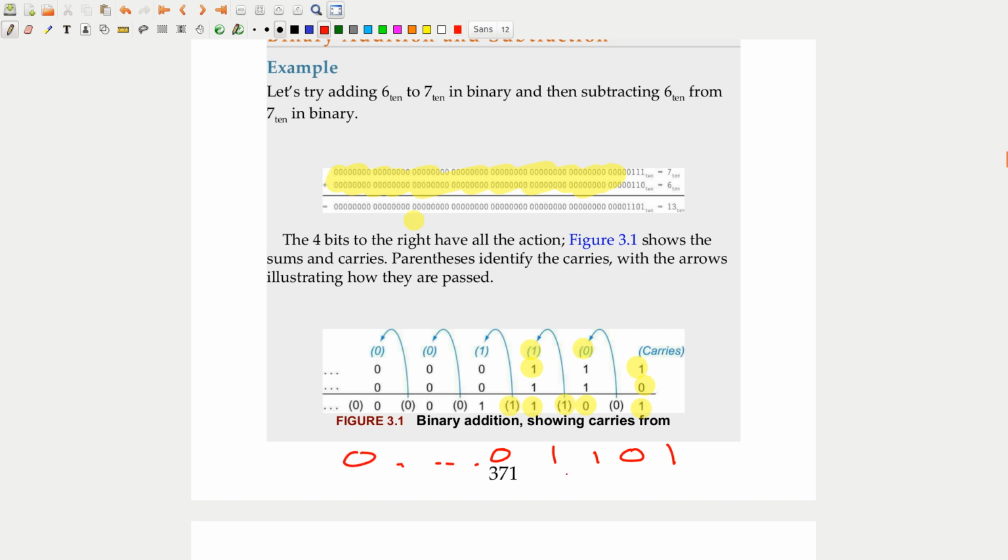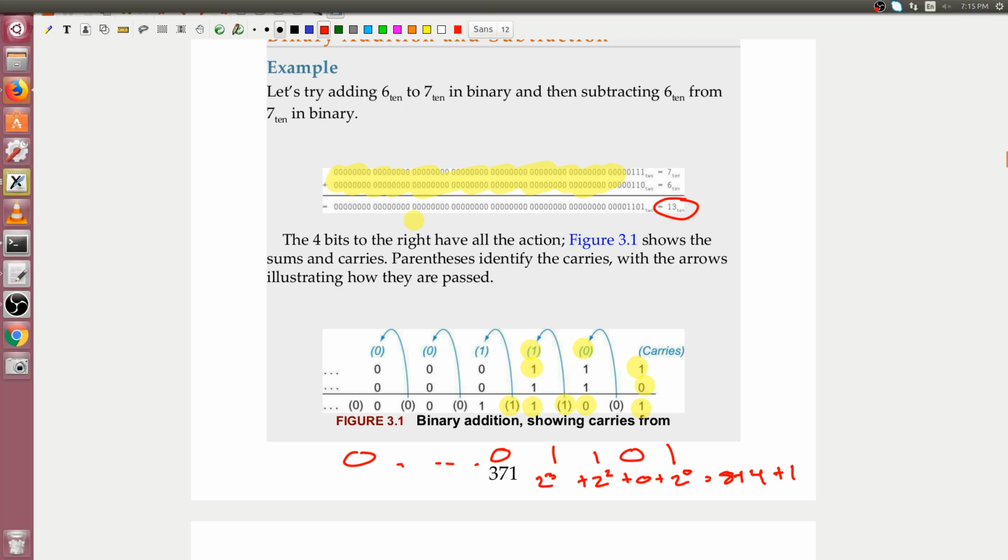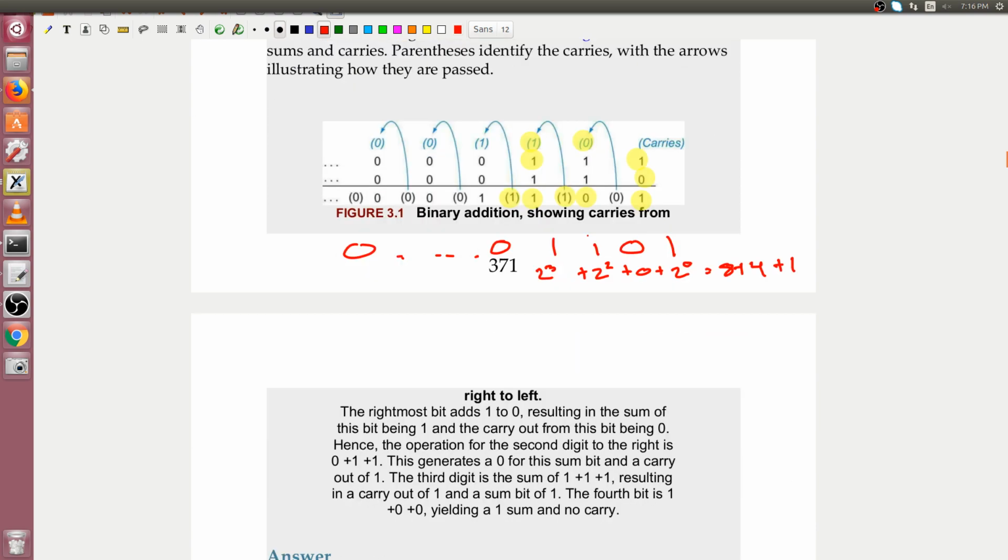If we do a quick sanity check, this is 2 to the 3. This is 2 to the 2. This is 0, so we'll just add 0 there. And this is 2 to the 0. So we get 8 plus 4 plus 1, which is 13. Okay, it's pretty simple. I think we get it. I think we can move on. This is a pretty simple subject.